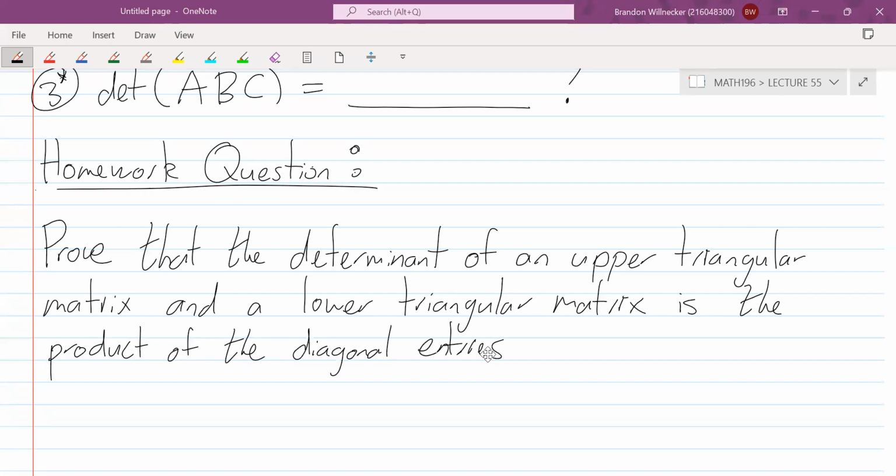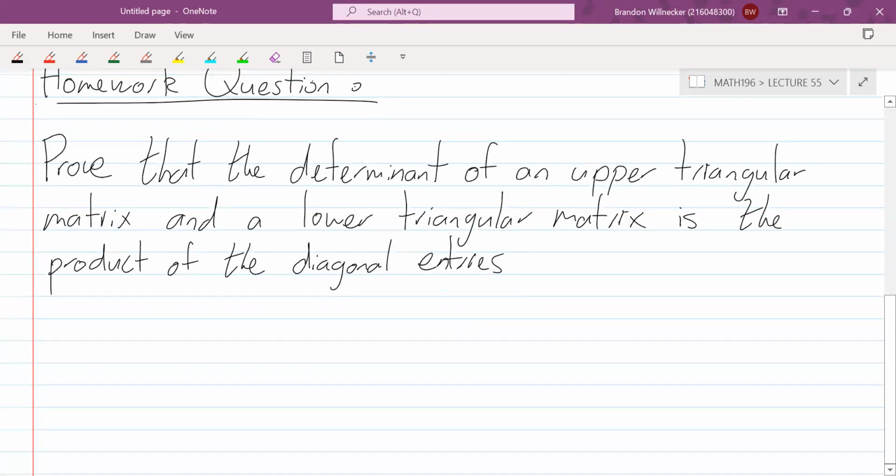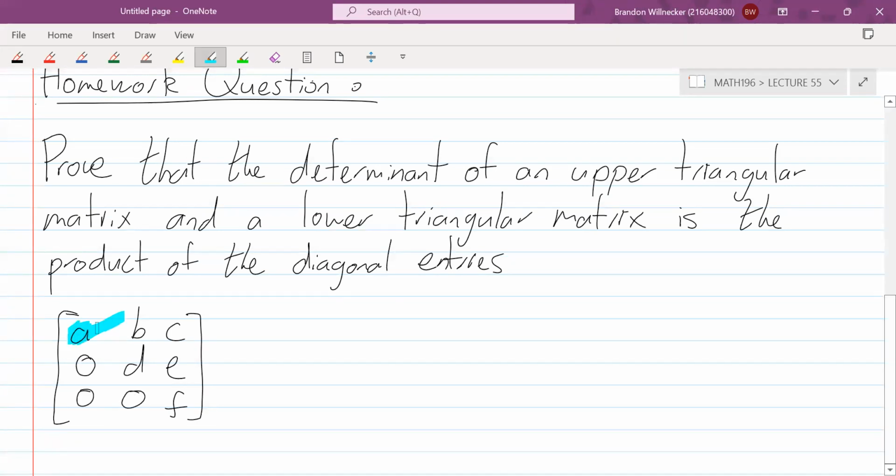Okay, so what is an upper triangular matrix? Well, that is a square matrix where you only have entries in the upper right part of the matrix. So it looks something like this. A, B, C, then we have D, E, F, something like that. And then we have zeros everywhere else. Okay, so this is an upper triangular matrix. Okay, we see that the entries form a triangle in the upper right corner. Okay, so you've got a little triangle there. So that's why it's called a triangular matrix.